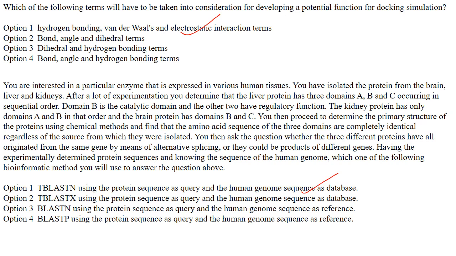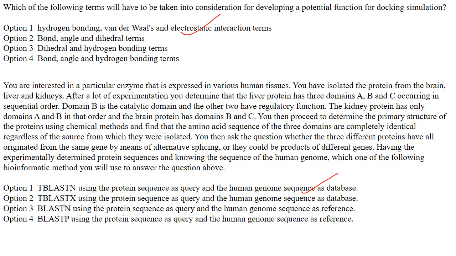Then, you are interested in a particular enzyme that is expressed in various human tissues. You have isolated the protein from the brain, liver and kidneys. After a lot of experimentation, you determine that the liver protein has three domains A, B, C occurring in sequential order. Domain B is the catalytic domain and the other two have regulatory function. The kidney protein has only domains A and B in that order and the brain protein has domains B and C. You then proceed to determine the primary structure of the protein using chemical methods and find that the amino acid sequence of the three domains are completely identical regardless of the source from which they were isolated.